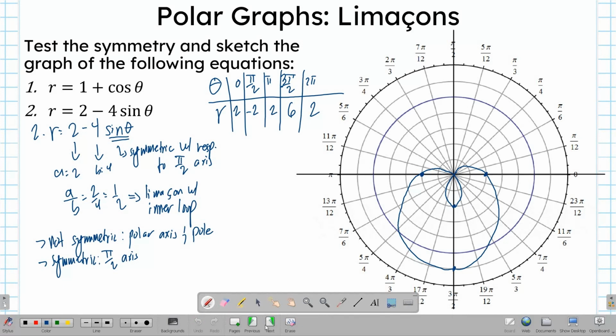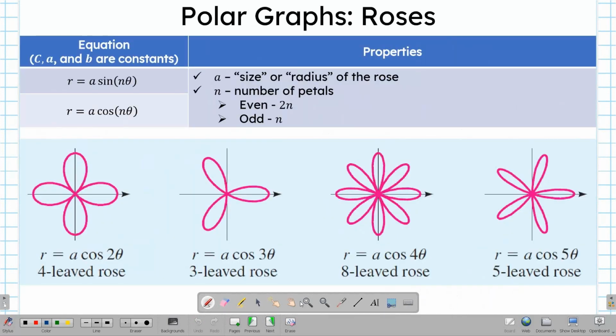Now let's proceed to another graph which is a rose, or which are roses. So if the equation looks like r is equal to a sine n theta, or r is equal to a cosine n theta, then the graph must be a rose. a is the size or the radius of the rose, and n is the number of petals. If n is even, then we multiply it by 2 to get the number of petals. So a cosine 2 theta, 2 times 2, that's 4. You have a 4 petaled rose.